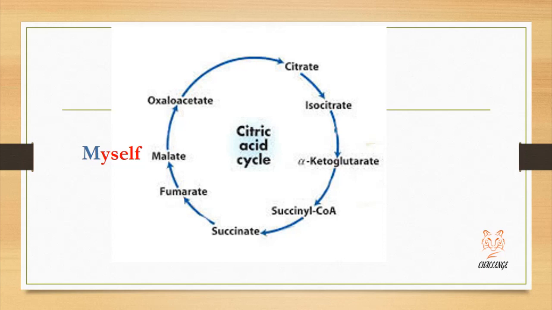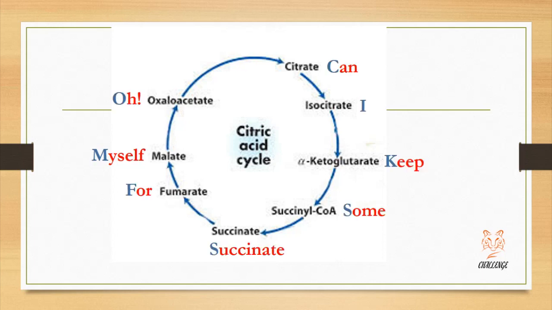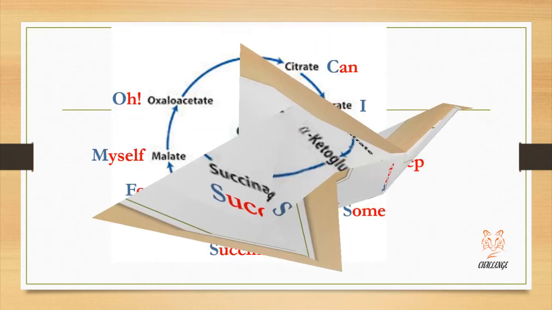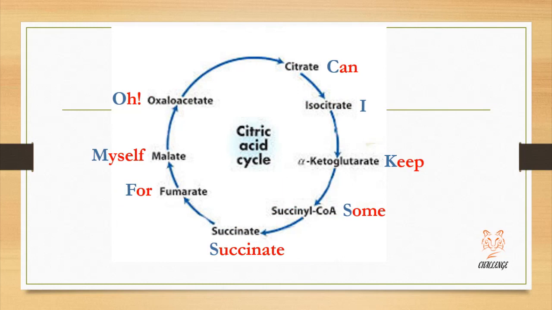So, to sum up, we will say each word in our mnemonic and its corresponding compound in the cycle. The word O corresponds to oxaloacetate, can corresponds to citrate, I corresponds to isocitrate, keep corresponds to ketoglutarate, some corresponds to succinyl-CoA, succinate corresponds to succinate, for corresponds to fumarate, myself corresponds to malate. Finally, I want to say, oh, can I keep some succinate for myself?